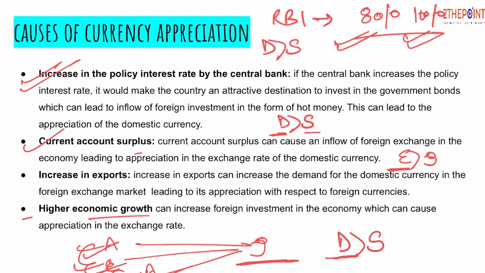Fourth is higher economic growth. Whenever the economic growth in a country is higher, it means a lot of infrastructure development is taking place and a lot of new projects are upcoming, so foreign investors are definitely interested in investing in these developmental projects because of the higher economic growth rate.